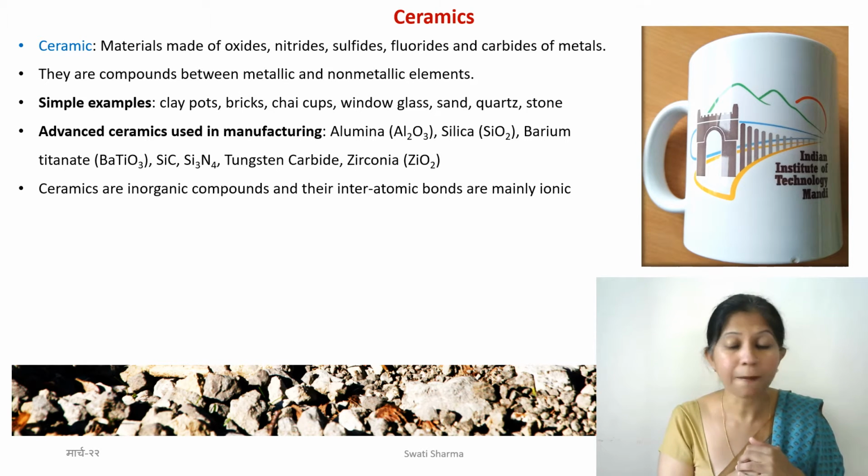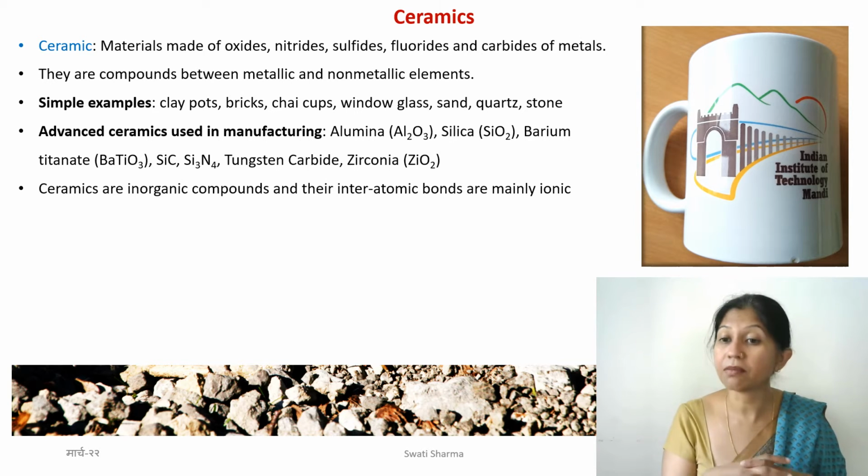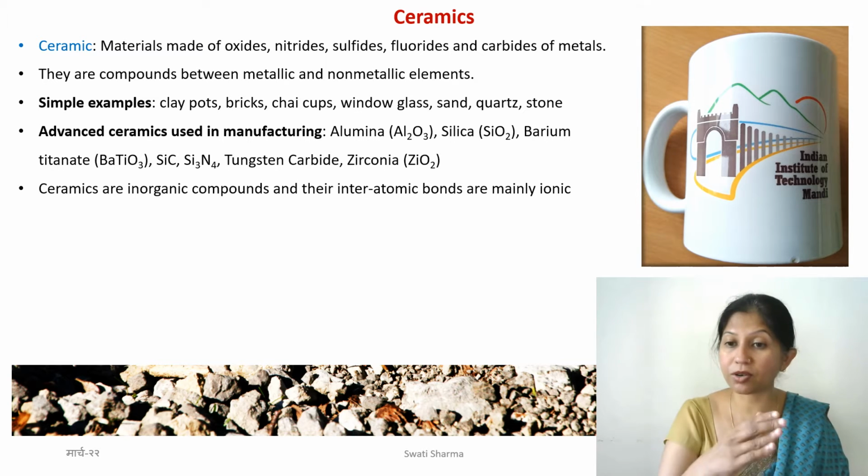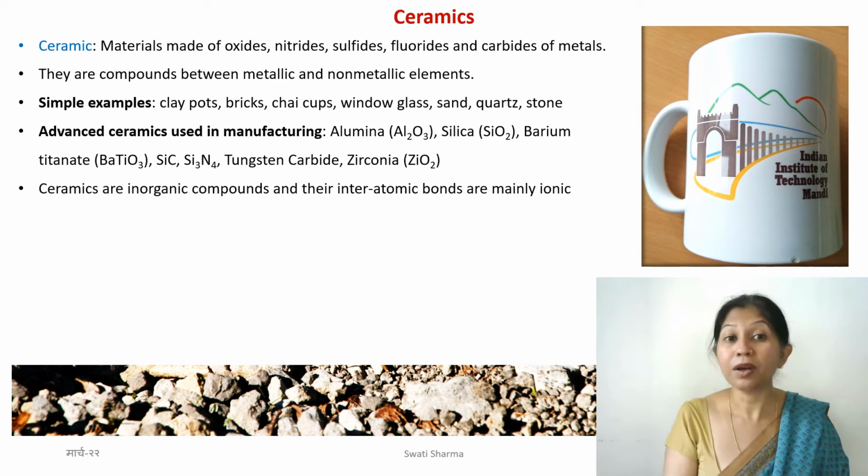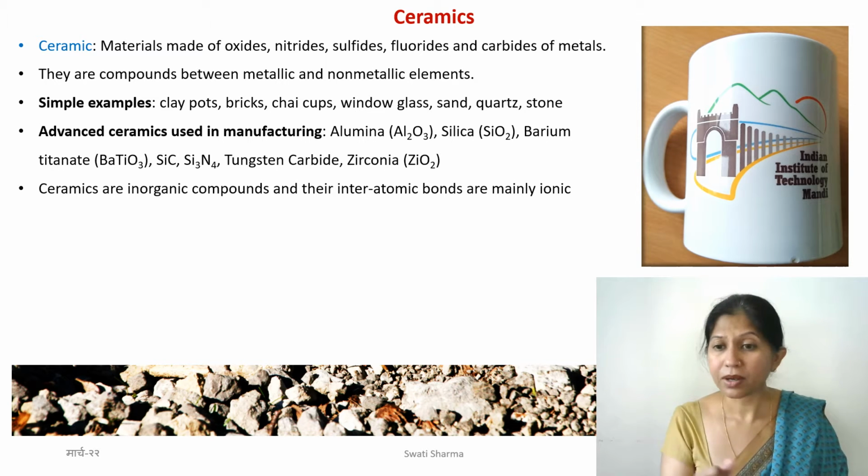Also, they usually have very high melting points, or some of them don't even melt. They sublimate. They convert into vapor at very high temperature. So they do not pass through a liquid state at all. So these are some of the properties of ceramic materials that make them definitely different from metals, and also from polymers.